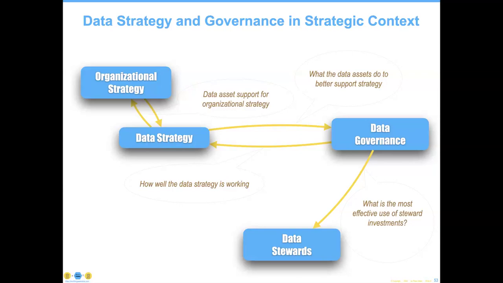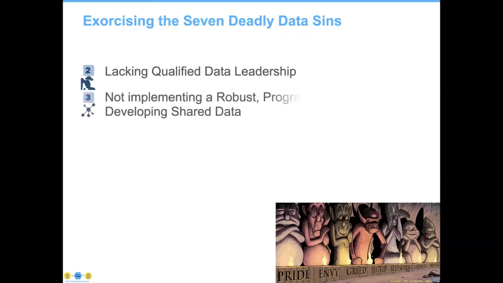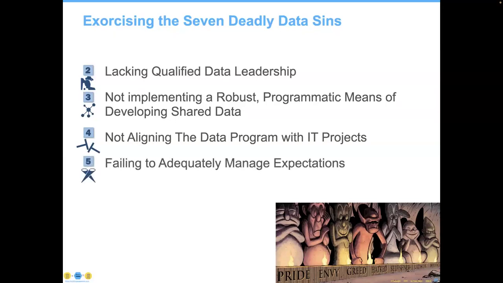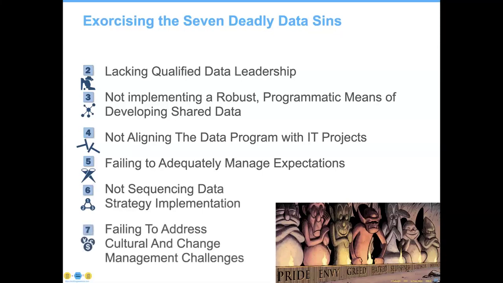I think we do have the 7 deadly sins on these, or not, Shannon? I forget. But I'll put it in the chat. Excellent, good. Again, lack of data leadership: you've got to have a robust means of sharing and developing that shared data, making sure your programs are aligned between data and IT, managing expectations correctly, sequencing the strategy, addressing the culture and management perspectives, and then what is data-centric thinking. So lots of good pieces there.